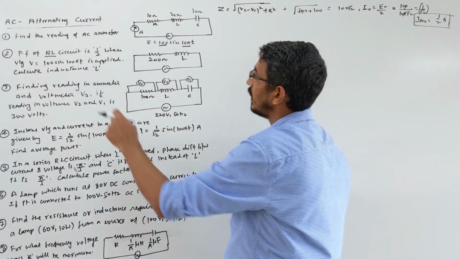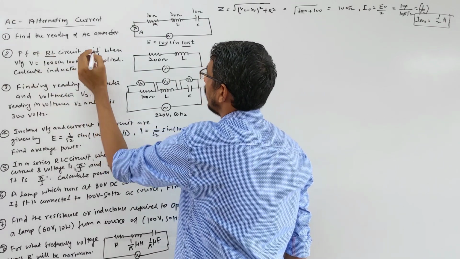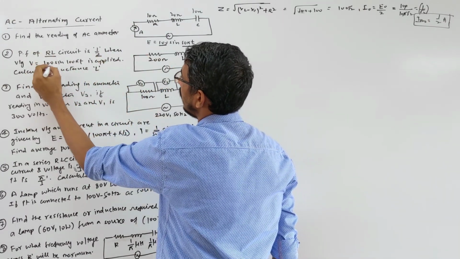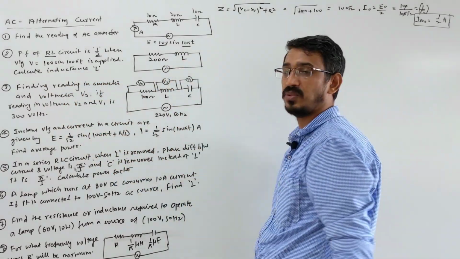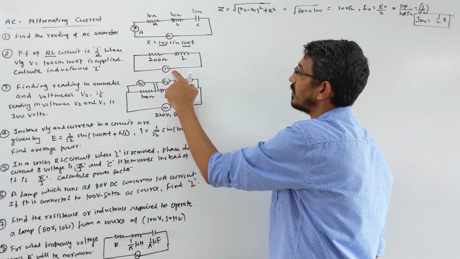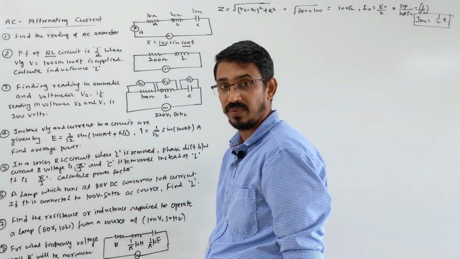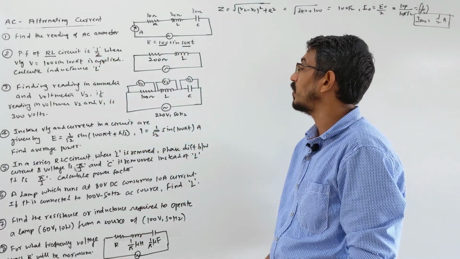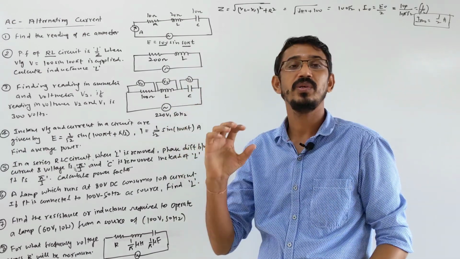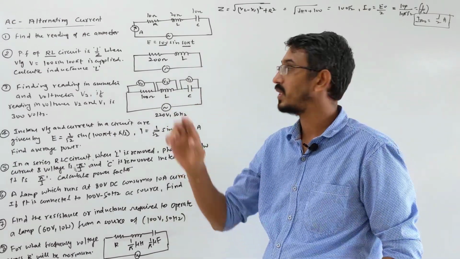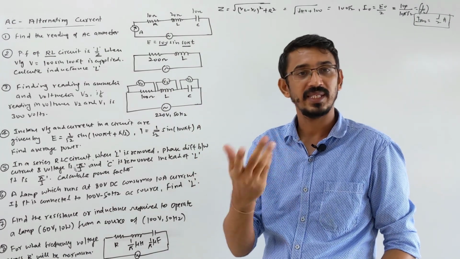Okay. So let's talk. The RL circuit power factor is given as 1 by 2. When a voltage of this much is applied, calculate the inductance L. They are asking for L. The voltage supplied and the power factor are also given. Look here. Whenever they ask you to calculate L and C, always first calculate XL and XC, because L and C will come only from the XL and XC values.